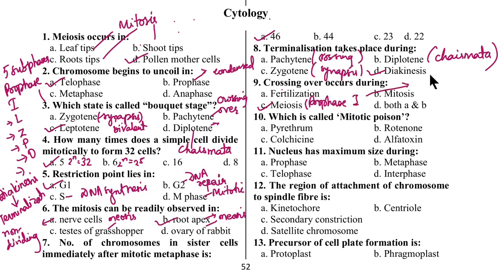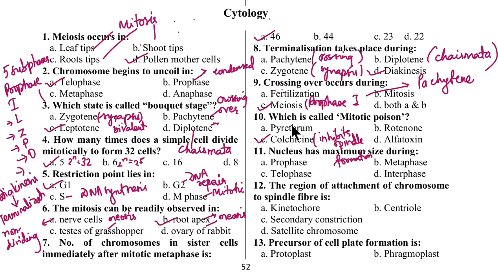If talking in detail, in prophase I, in the sub-phase pachytene, crossing over occurs. And which is called the mitotic poison? Obviously, the answer is colchicine, as it inhibits spindle formation. It inhibits spindle formation.